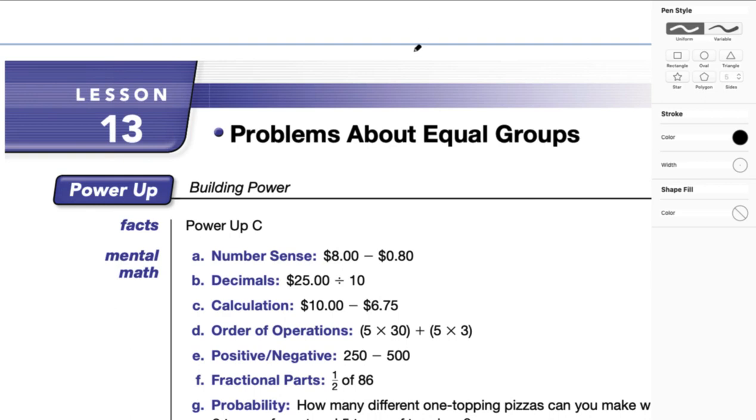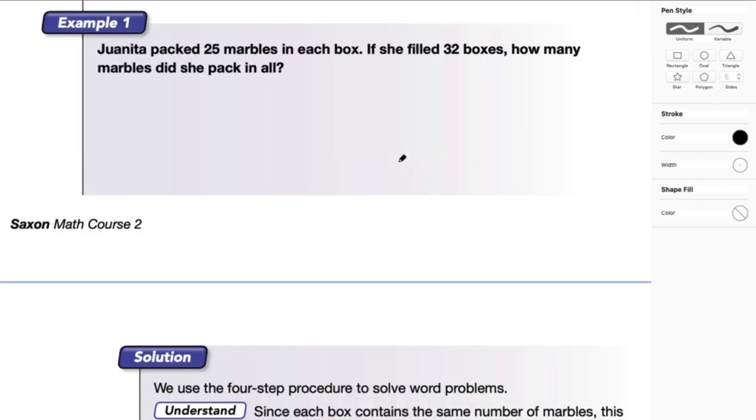Because we talked a little bit about lessons 11 and 12, we're going to start with lesson 13. We're going to be talking about problems about equal groups. And so here, the common theme is that we're going to be thinking about multiplication. Let's read how this problem plays out.